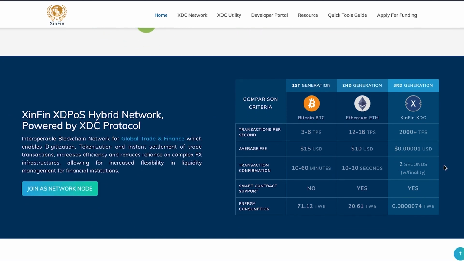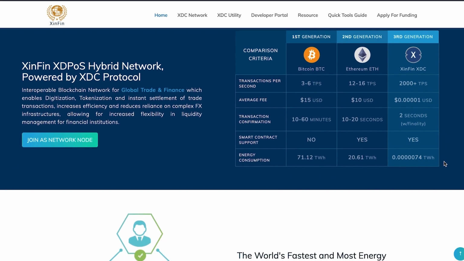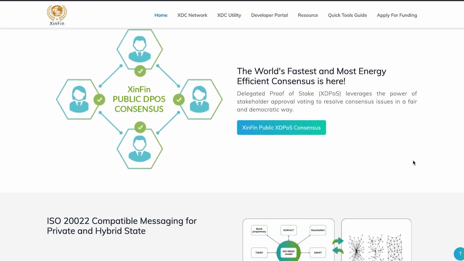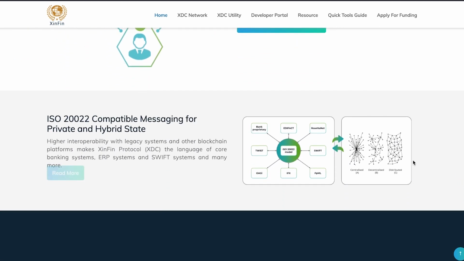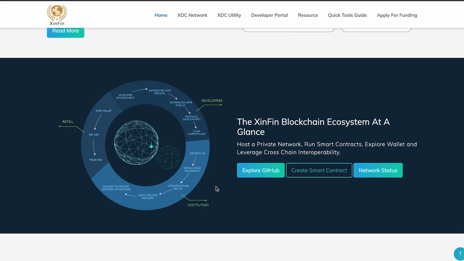And here they are, they're being compared to Bitcoin and Ethereum. They're far more efficient. They have far quicker confirmations, far less energy consumption. They're working with huge industry players on the planet. They're ISO 20022 compatible, which is huge on a global scale. So as you can see, these guys are tackling a huge market.